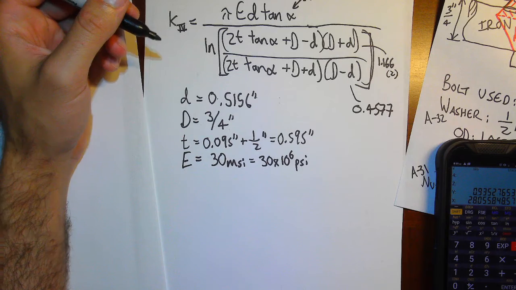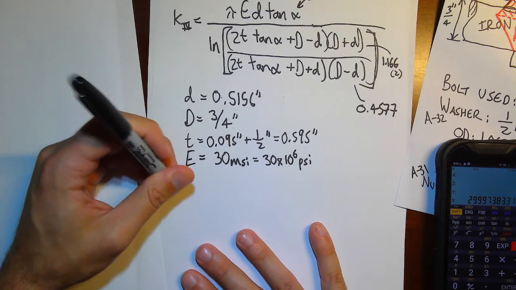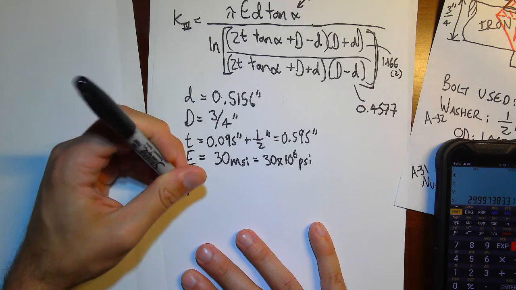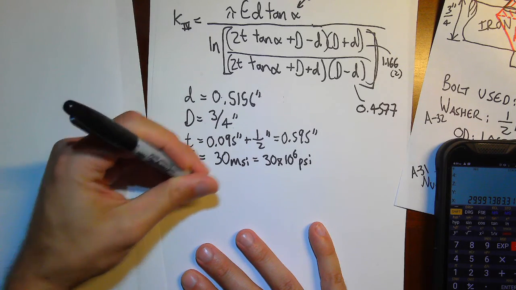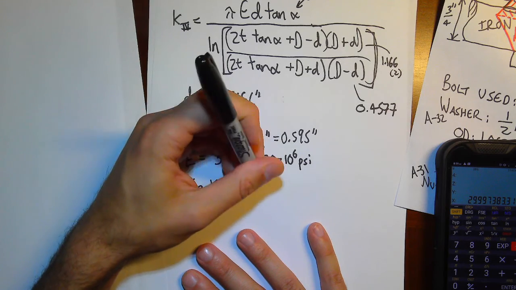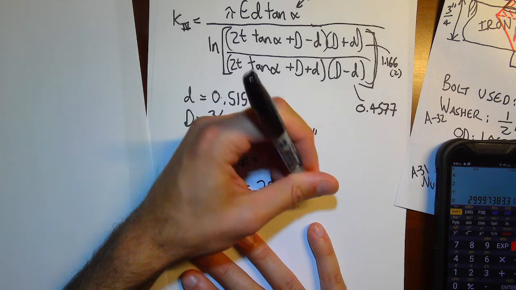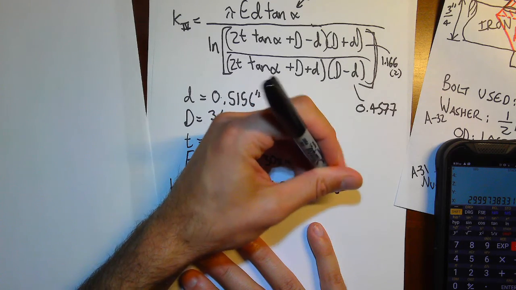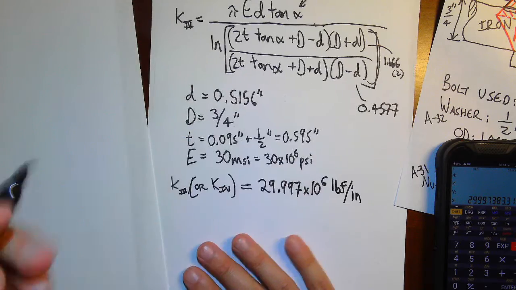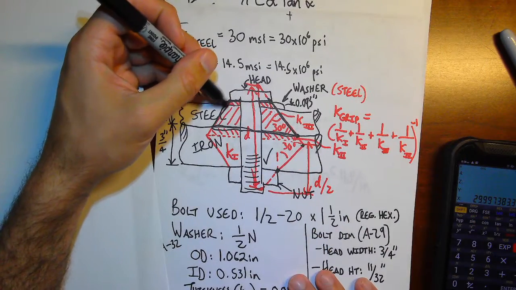Take my 28 million from the numerator, divide those, and I get my K3 or K4, whatever you're calling it, the stiffness of all my steel at the top, which is 29.997 times 10 to the 6th pounds per inch. Okay, so that gives me this guy up here.